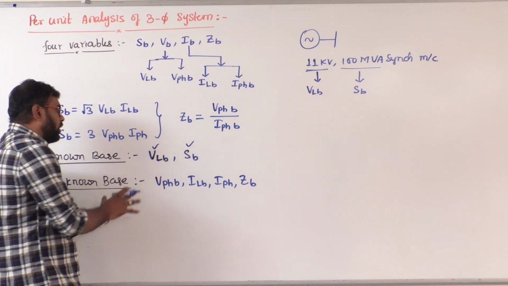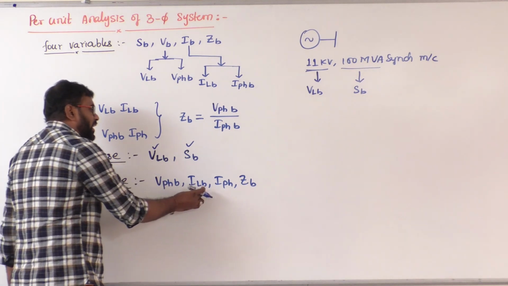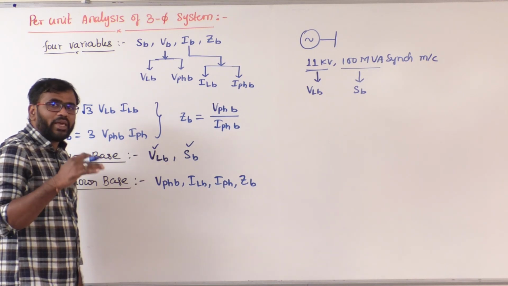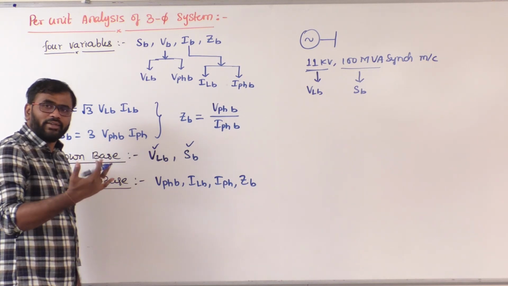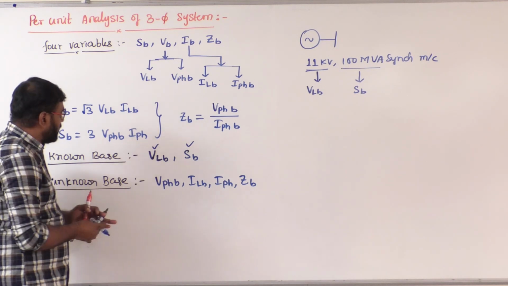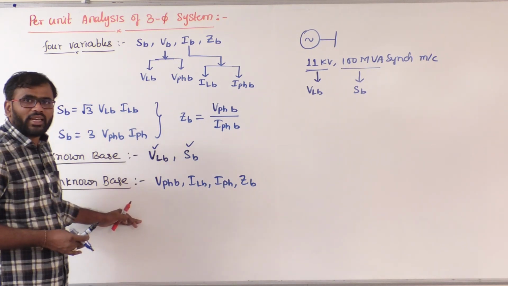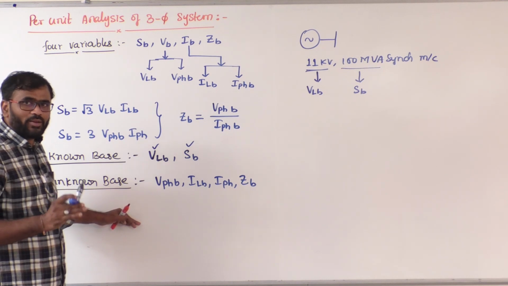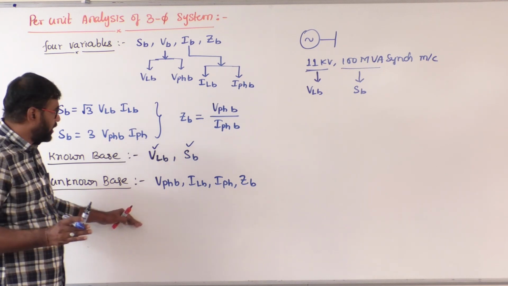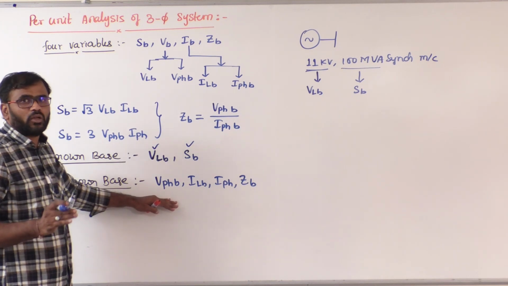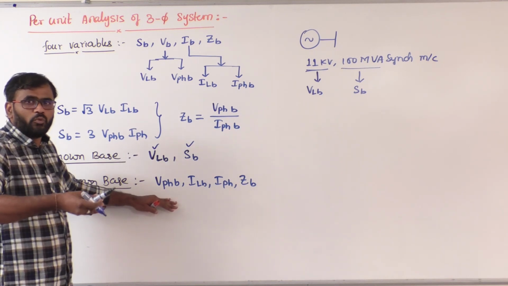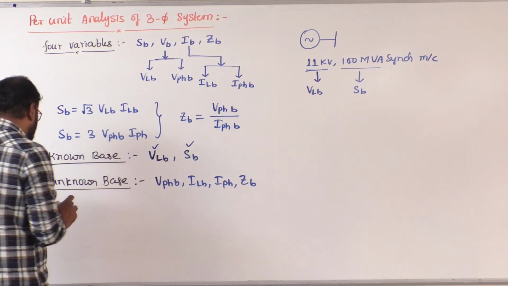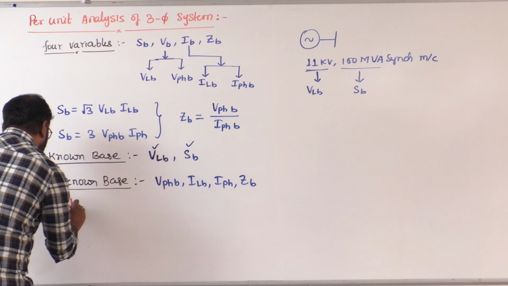Clear? But V phase base, I line base, I phase base and Z base are really going to change based on the star connection and delta connection. Till here the things are common for star connection and delta connection, whether it is a star connection or delta connection. Up to here all the things are valid. Now onwards we need to define separately for star connection and delta connection. First let me define for star connection.